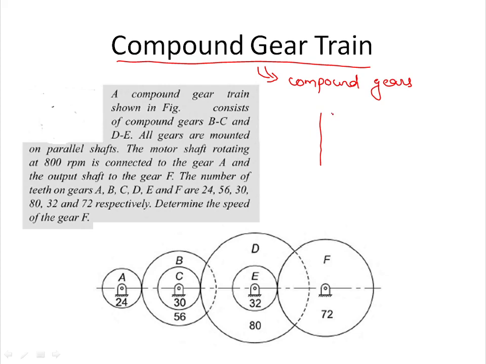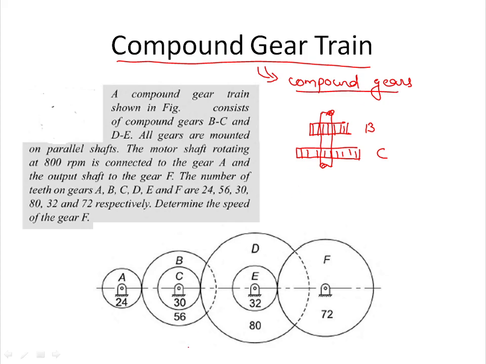So, suppose there is a single shaft and on that shaft more than one gear is mounted. So this is basically a gear B, and this is gear C. So you see on a single shaft here more than one gear is mounted. It may be two, it may be three, it may be four, whatever the number is. But if on a single shaft more than one gear is mounted, that is known as a compound gear.